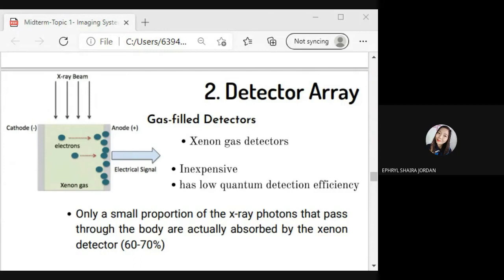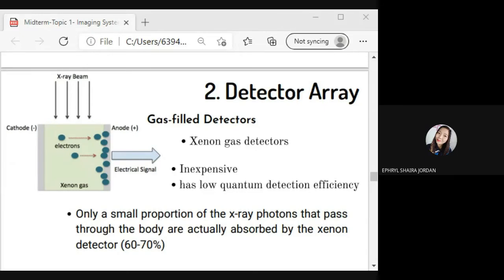So what is low quantum detection efficiency? This refers to the proportion of X-ray photons that are absorbed by the detector. Therefore, if it has low quantum detection efficiency, this means that only a small proportion of the X-ray photons that pass through the body are actually absorbed by the xenon detectors, when in fact it could only absorb 60 to 70% of the X-ray photons. For this reason, xenon detectors are no longer used in modern day CT scanners.